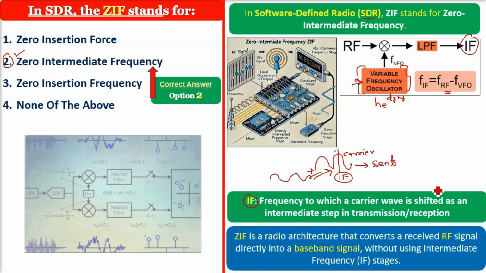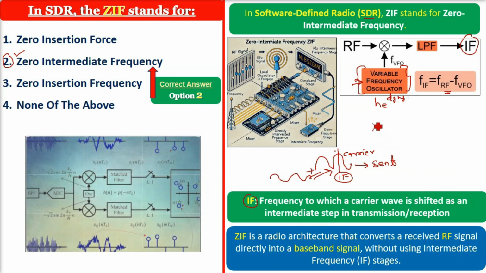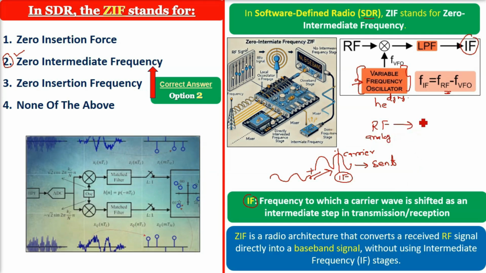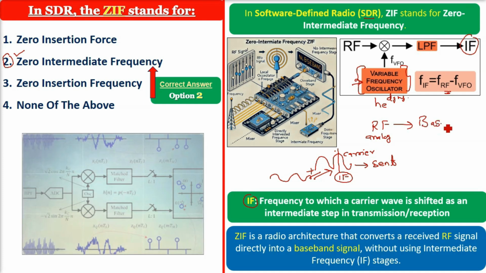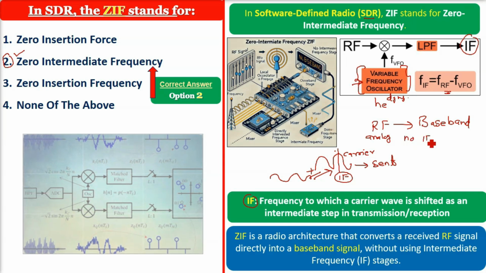ZIF, zero intermediate frequency, is actually a radio architecture that converts a received radio frequency, RF, signal directly into the baseband signal. So it converts RF to baseband signal without using intermediate frequency, IF, stages.